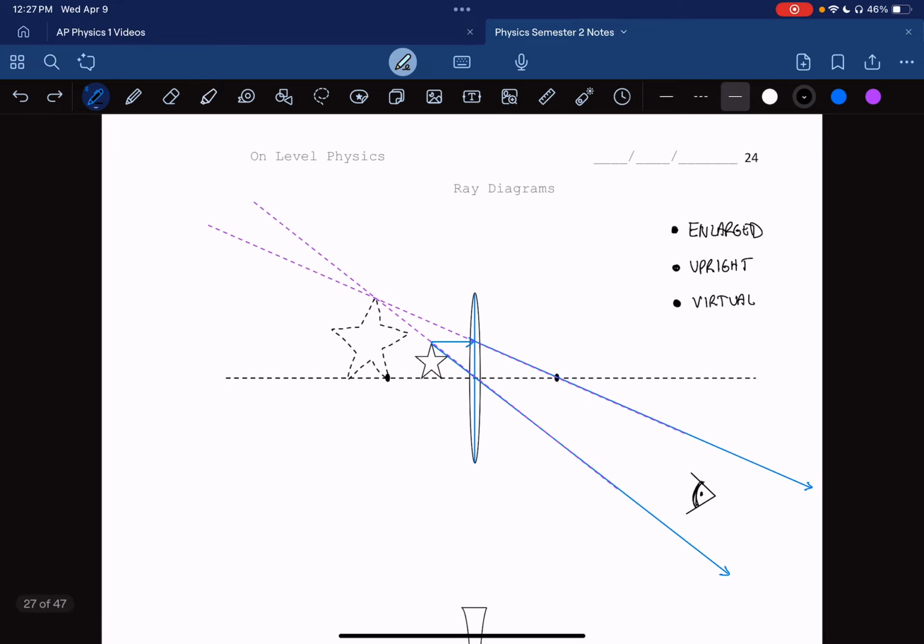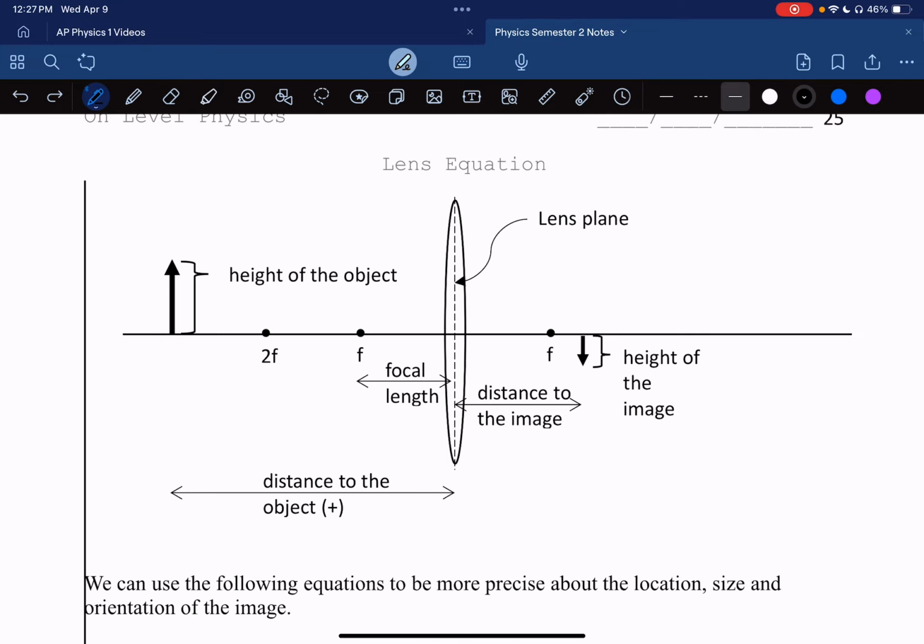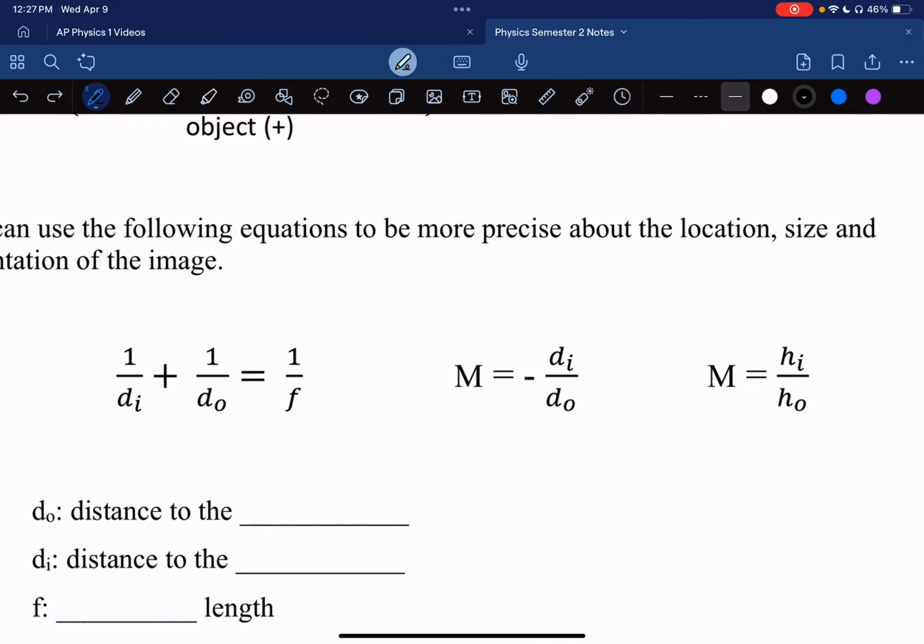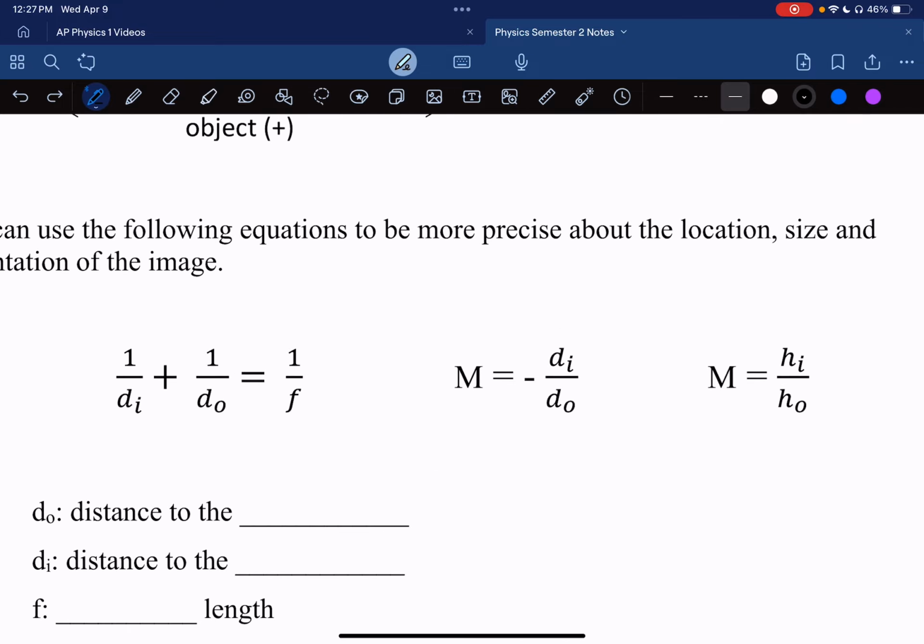Now, much less messy is our notes, which has everything written here. These are the equations we're going to use, and I'm just going to jump right into an example. This one is called the lens equation. 1 over di plus 1 over do is equal to 1 over f. And then we have two magnification equations, which will help us answer some more questions.